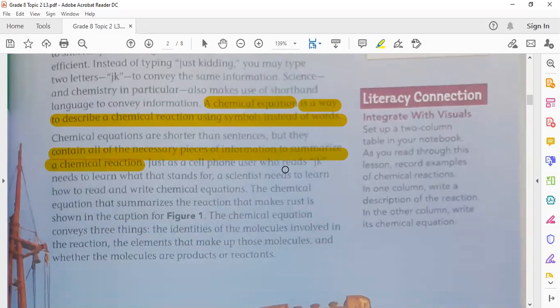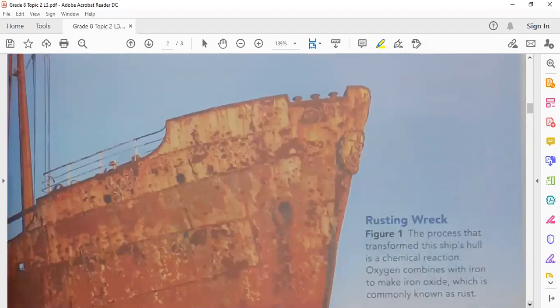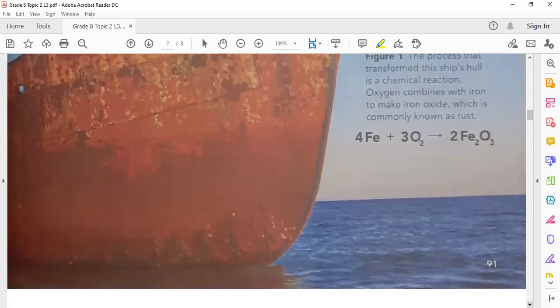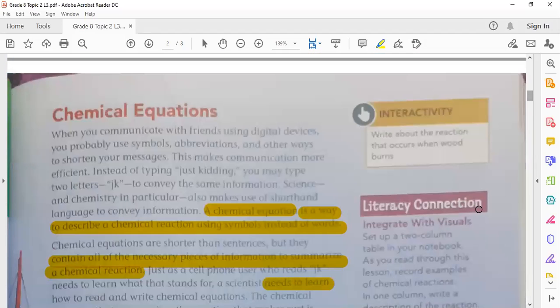Just as a cell phone user who reads JK needs to learn what that stands for, a scientist or student needs to learn. You need... Teacher, which page is this? At the beginning of lesson 3. This is page 91. 91. Okay. Thank you.